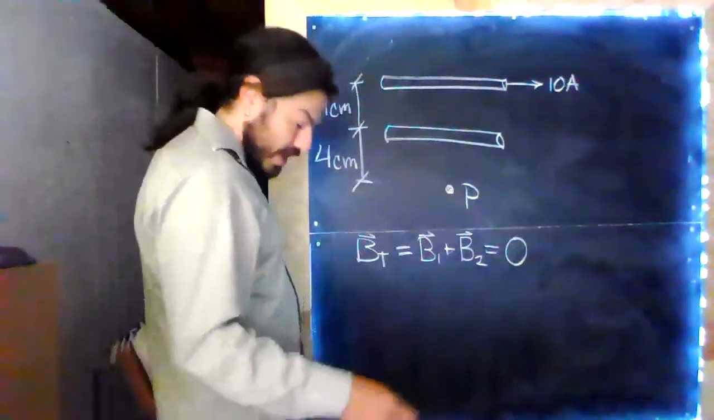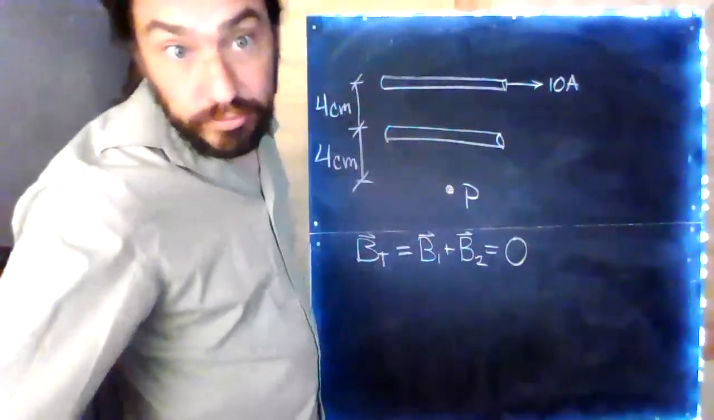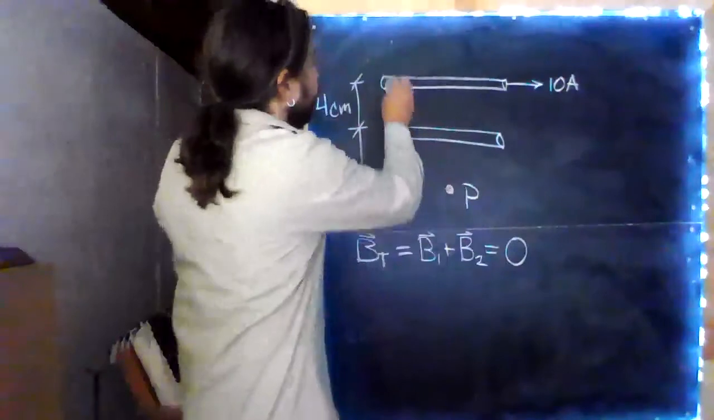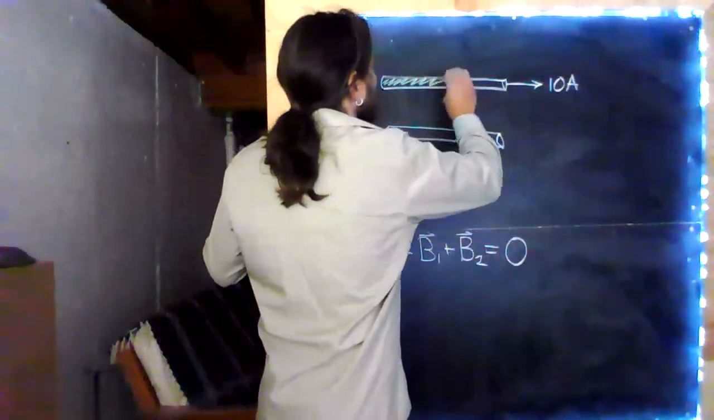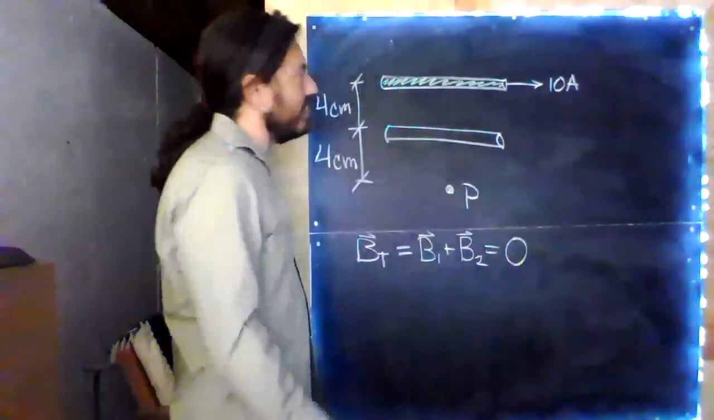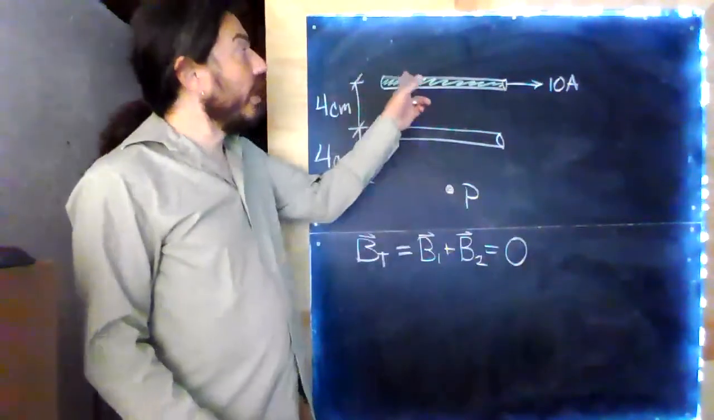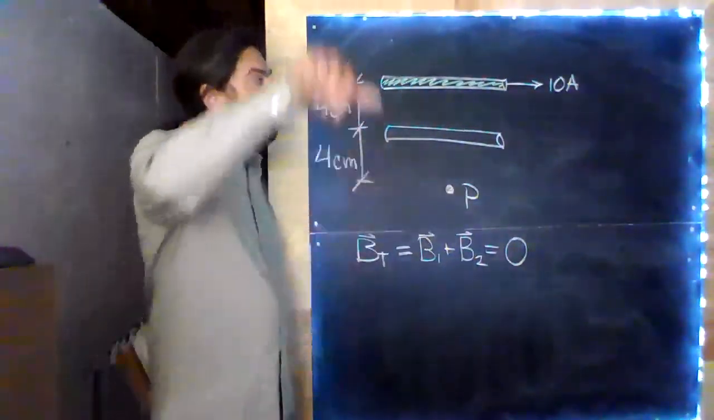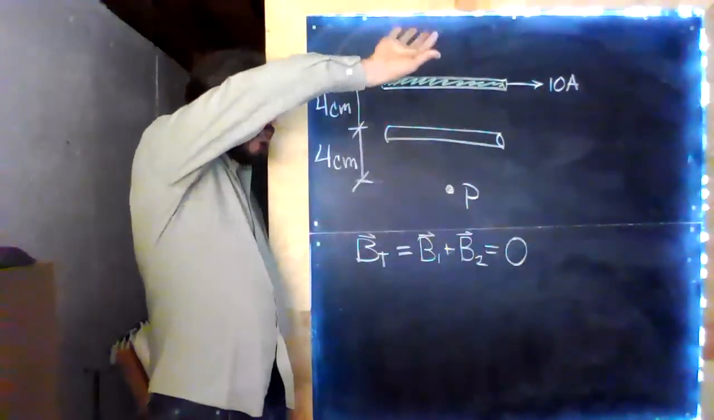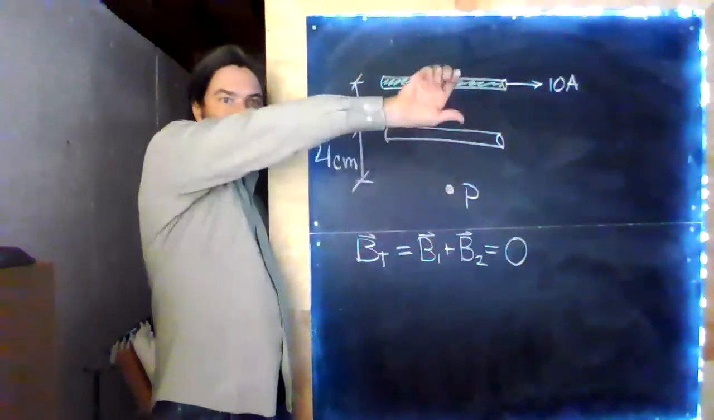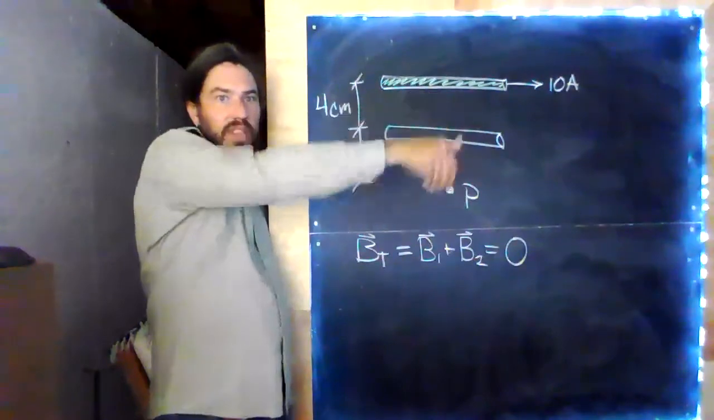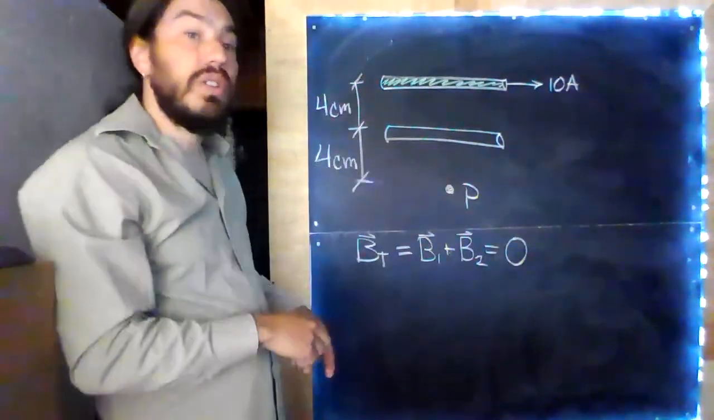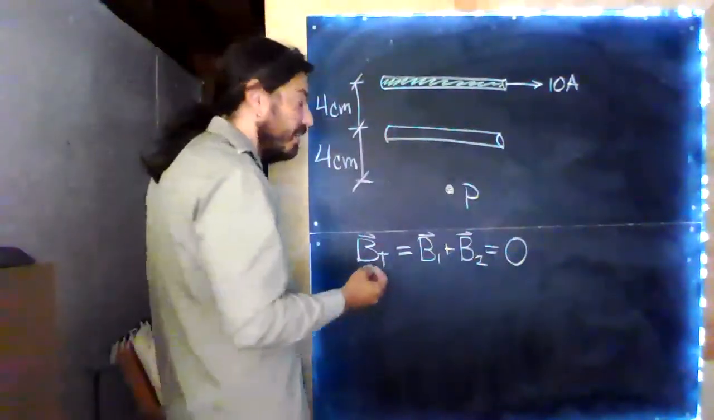Here I'll color this guy green. Put a little green here. Okay, what direction is the field due to the green wire at the location of P? Right-hand rule number 1. Thumb in the direction of the current, fingers curl in the direction of the field. We see that point P, the field due to the green wire at point P, is into the board.